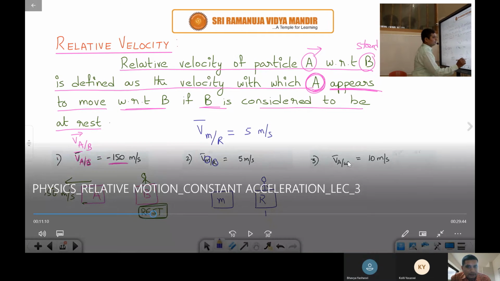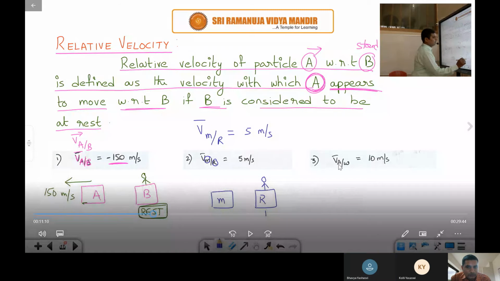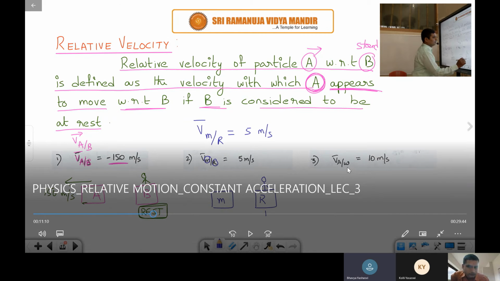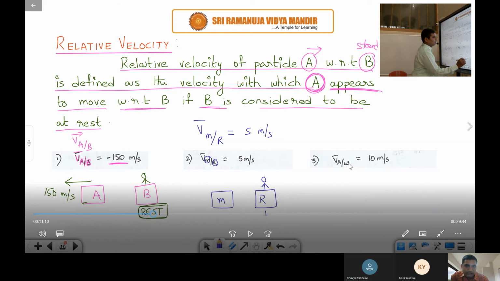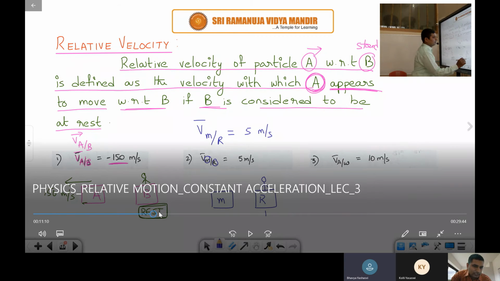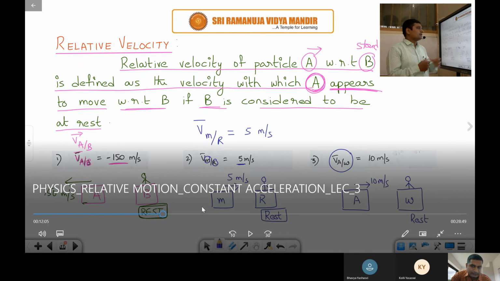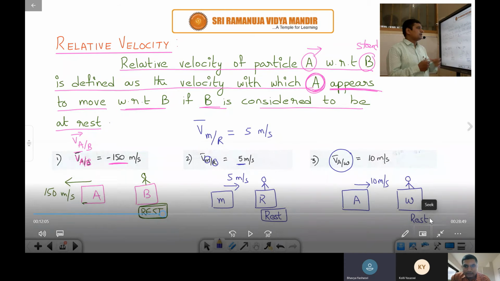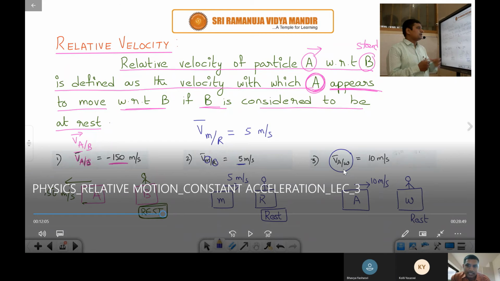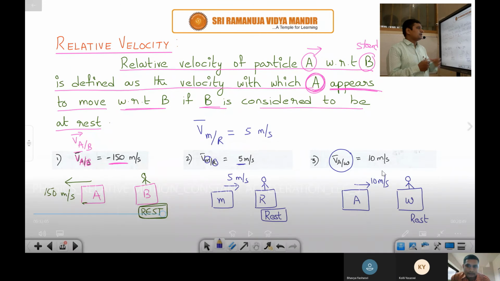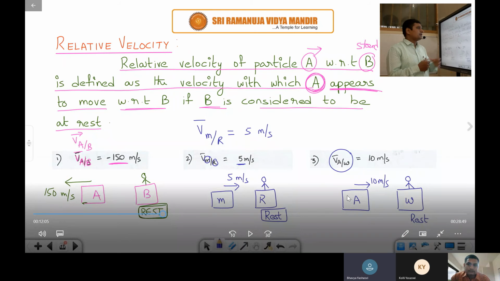Aeroplane, sir. No, aeroplane is the observer. First quantity is observer. Second quantity is where I'm standing. Where are you standing now? Sir, W, wind. Correct. You're standing on wind, and now wind is at rest. Wind is not moving. Then A is moving with 10 meters per second to the right side.